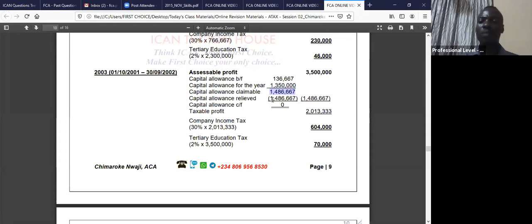But when you bring something higher, they will now look at the cap. What is our cap limit? So that 2/3, when we say restrict, 2/3 is the cap limit, the highest you can go. But you brought something less than that, so you can claim everything. That's why when you claim it, nothing will be left for the next year. You bring it here, and this is going to be your taxable profit from where you charge your tax, and you charge your education tax as well.